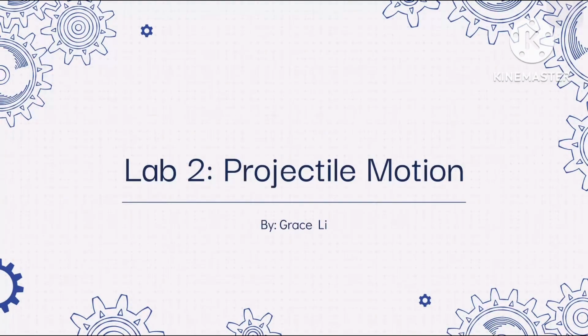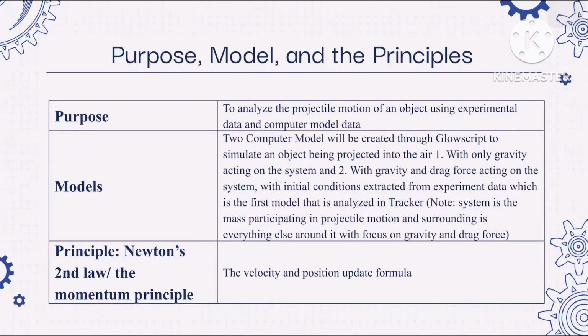This is Lab 2: Projectile Motion. Introduction. The purpose of the lab is to analyze the projectile motion of an object using experimental data and computer model data. The models that we have, so 2 computer models, will be created through GlowScript to simulate an object being projected into the air.